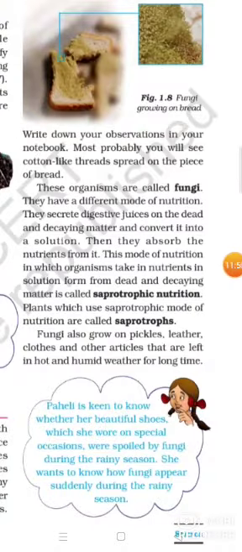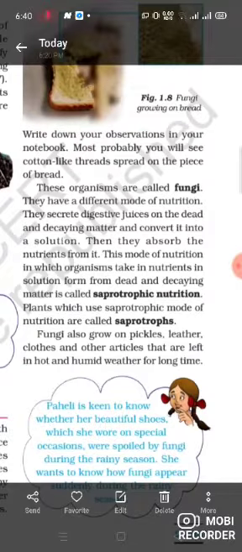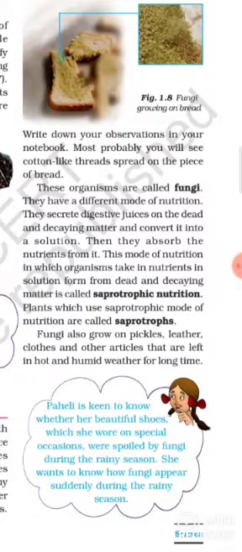So at that time, you can see green or brown or other colored patches on that bread. In Gujarati we can easily say it is fungus growing. Okay, now most probably you will see cotton-like thread spread on the pieces of the bread. These organisms are called fungi.